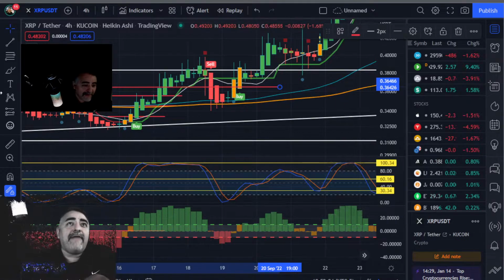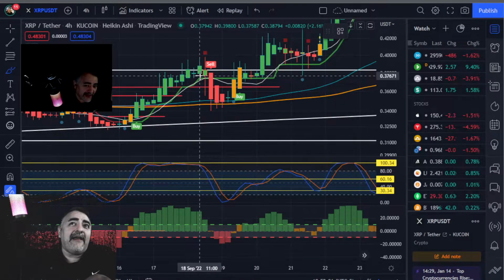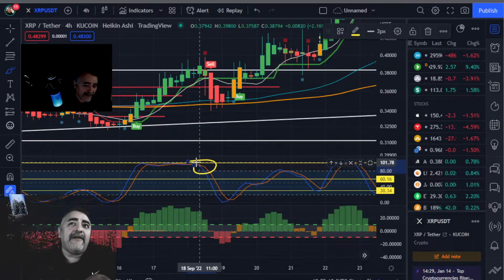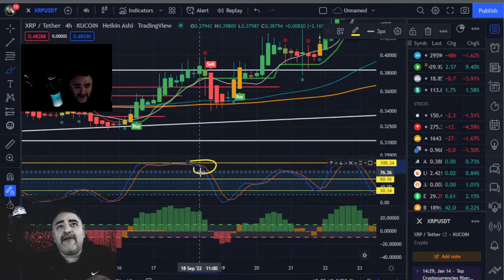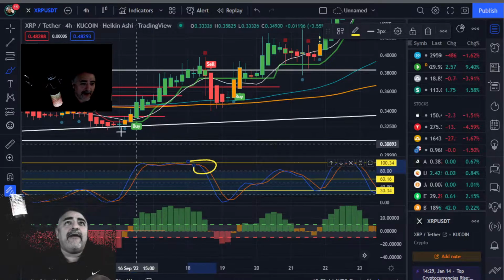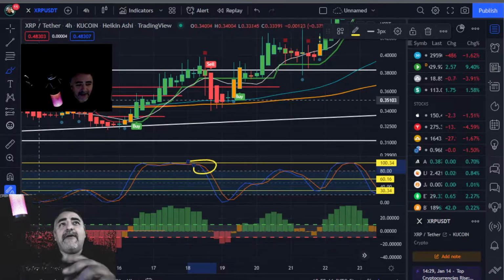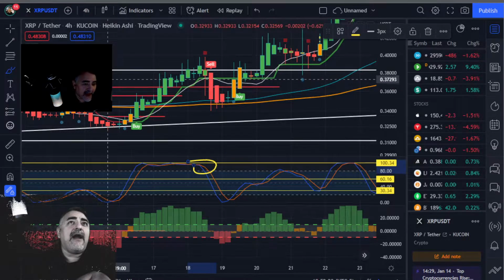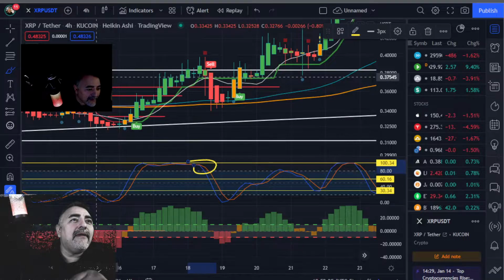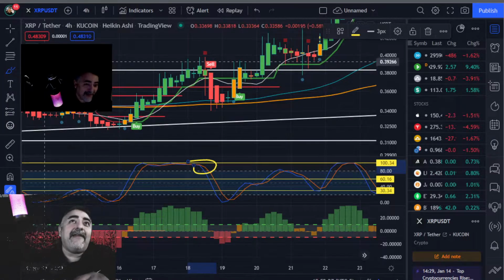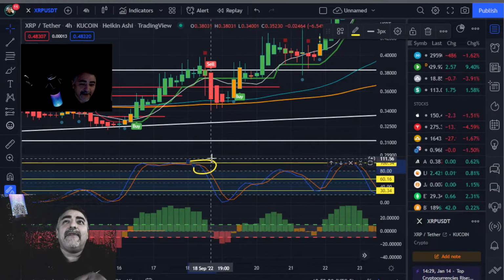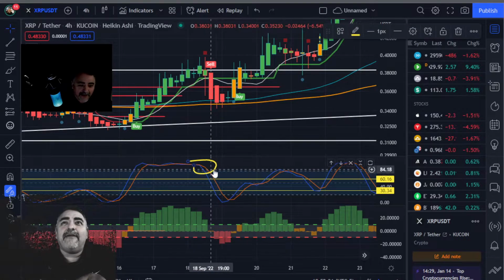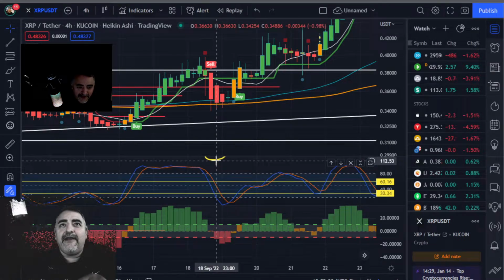My profit indicator would have been as soon as this RSI starts to drop here. You see the RSI right here? As soon as that starts to drop, that's where I would be selling off. Now, a key to this is that once you hit a certain level of profits, you can do something.